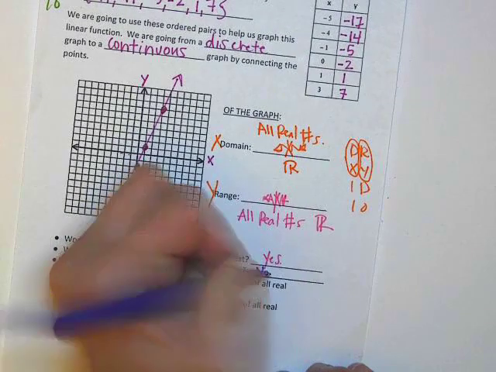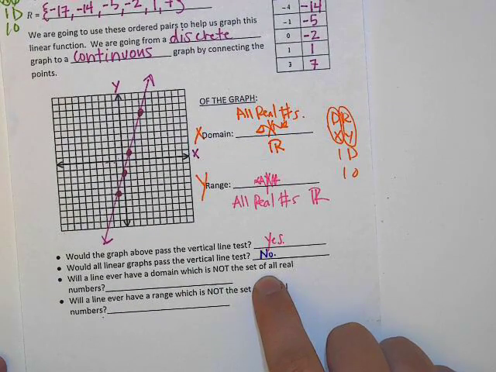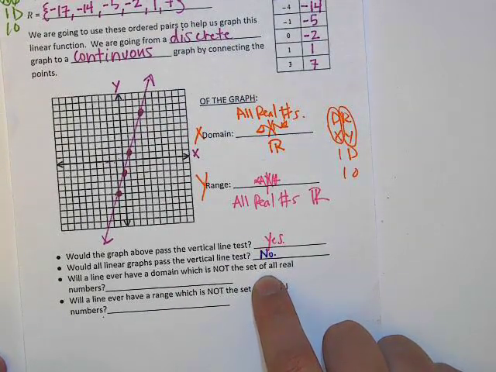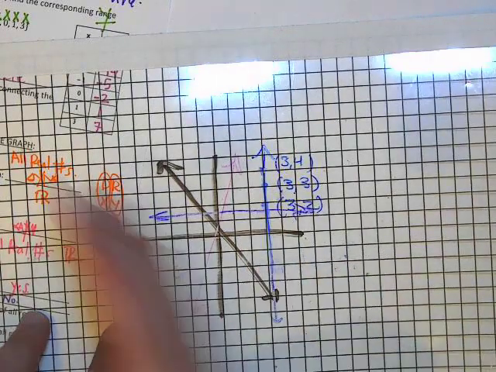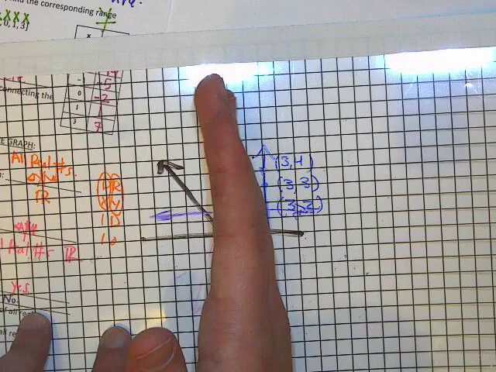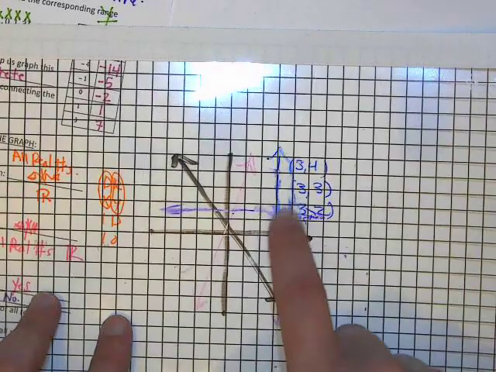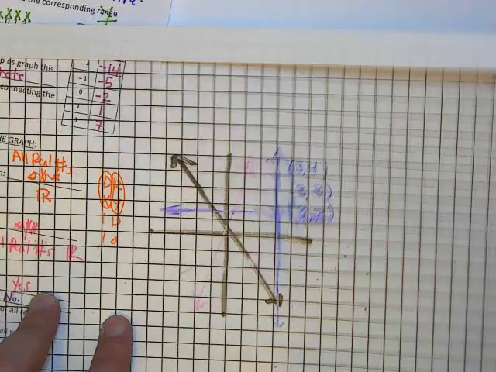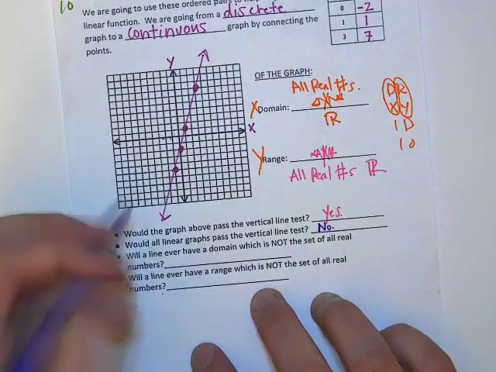Will a line ever have a... numbers? No. Doesn't have an arrow. So if you had this graph right here, the vertical line, does it? No. So for domain it would be 3, because every x is 3. So would that be all real numbers? No. So would a line... numbers? Yes.